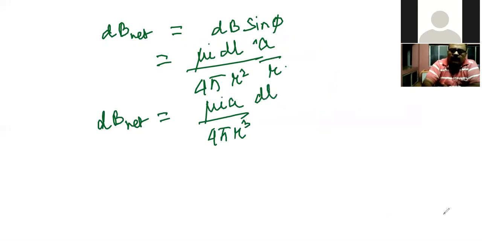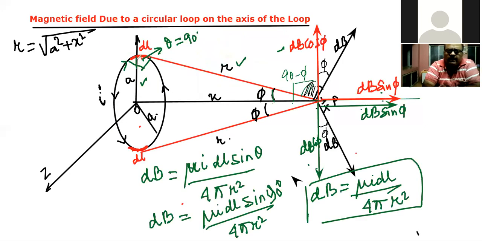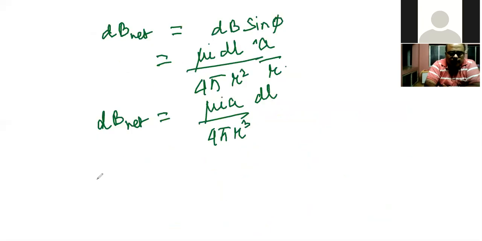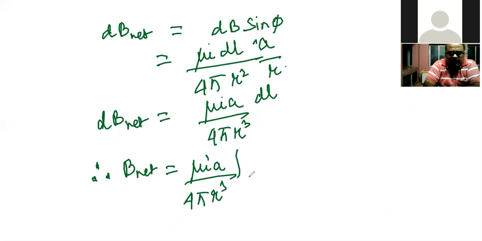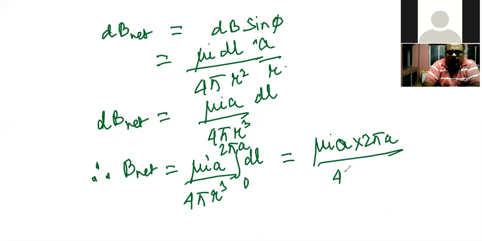Since we have taken only one sin phi component, while integrating we will be integrating over the entire circle. So B net, the net magnetic field, will be equal to mu I A by 4 pi r cube times the integration of dl, from 0 to 2 pi a. So that is equal to mu I A times 2 pi a by 4 pi r cube.